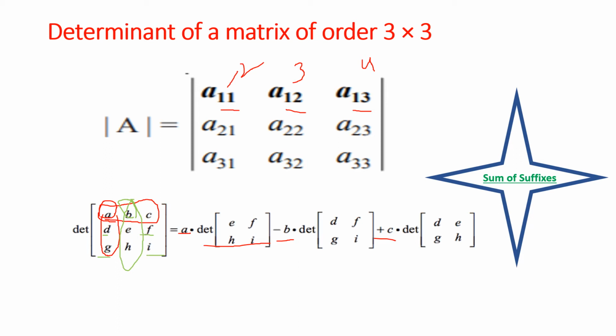So which is written here D, F, G, I, and this sign I have already explained. This is from some of suffixes. Next is the entry C. That means you have to fix now the third column. So first two columns entries will be left, which is D, E, G, H. So it will become C times determinant of D, E, G, H.